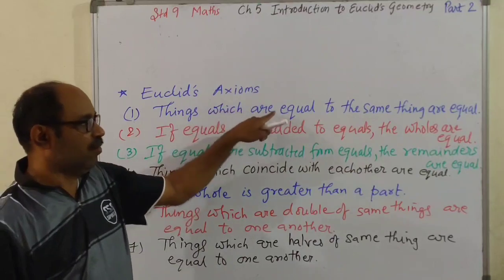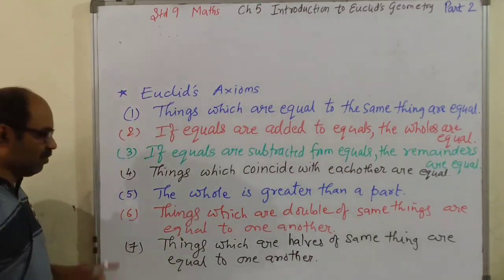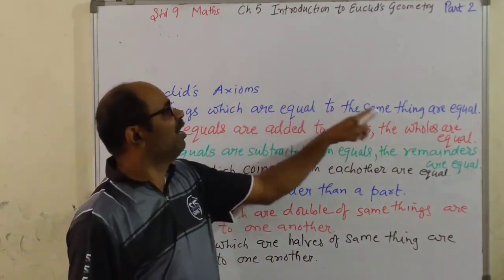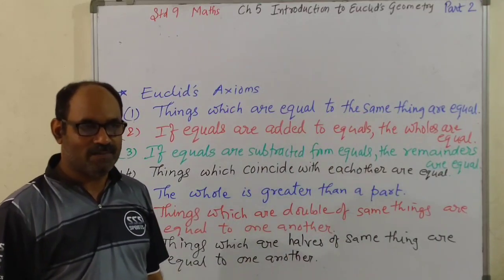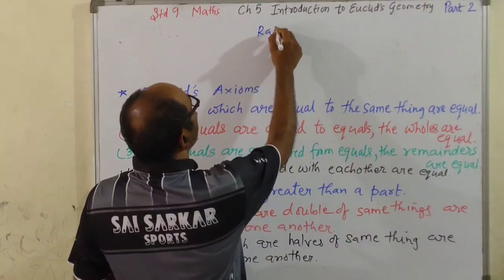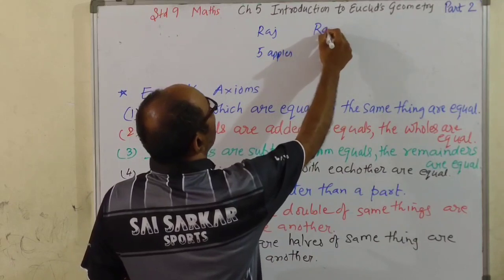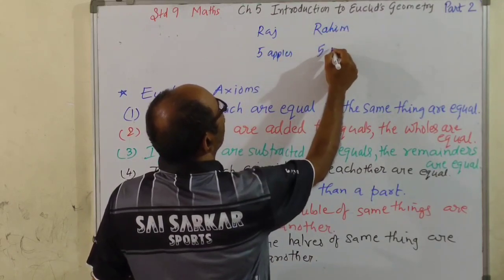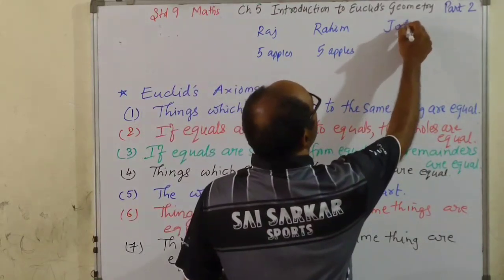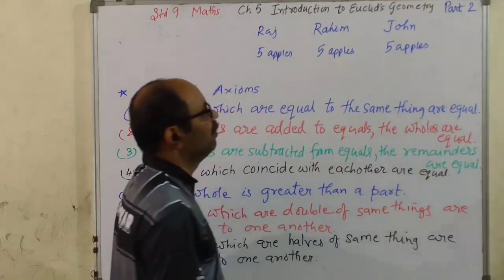Things which are equal, these are the axioms given by Euclid, and in your book we are going to learn seven. Things which are equal to the same thing are equal. Well, we'll have to understand that. Here is Raj. He has five apples. Here is Rahim. He also has five apples. Then here is John. He also has five apples.